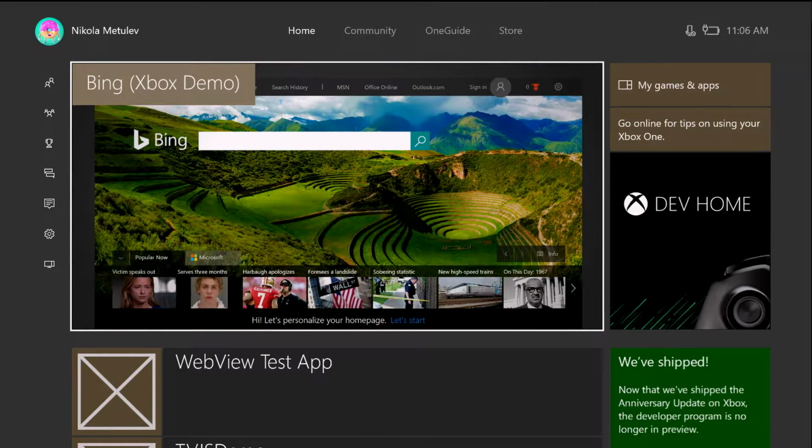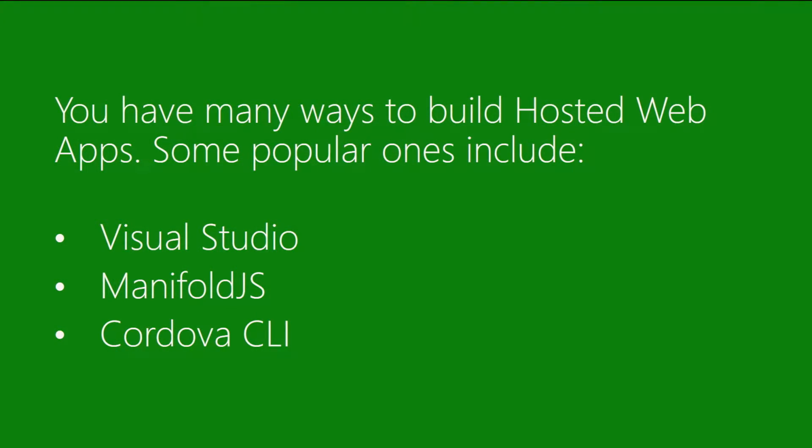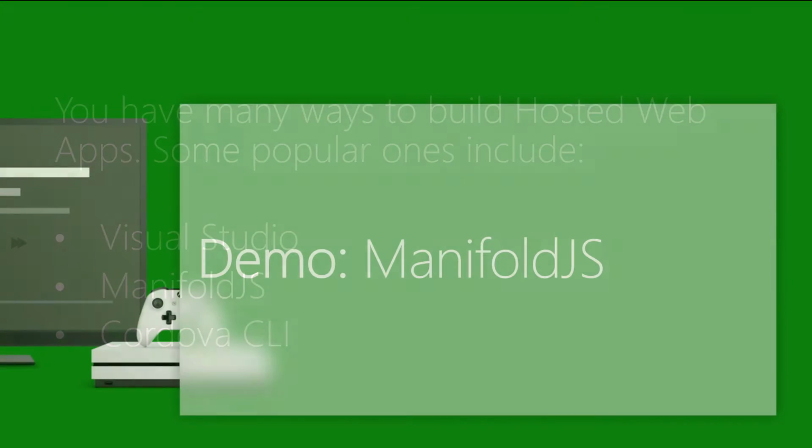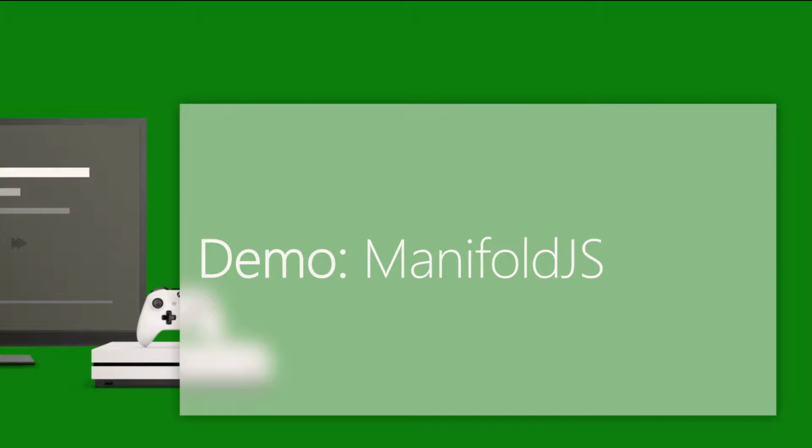So I'm going to go back to my slides for a second to continue on with our mini lecture on what's going on. You have several ways you can build these hosted web apps. You have Visual Studio, Manifold.js, the Cordova CLI, just some of the popular ones. And I know in the morning keynote introduction, you saw Giorgio demoing how you can build from Manifold.js using a Mac. Because I love Windows, I'm going to give you a quick overview of the workflow on a PC as well, just to help you understand what exactly is involved in building an app using Manifold.js. So I'm going to go back to my PC.